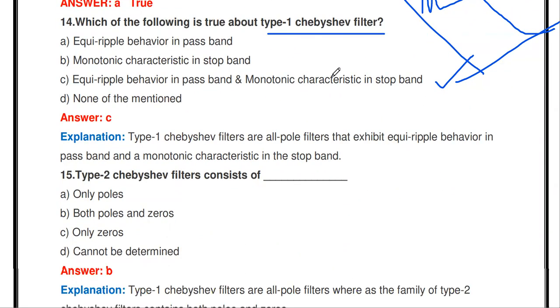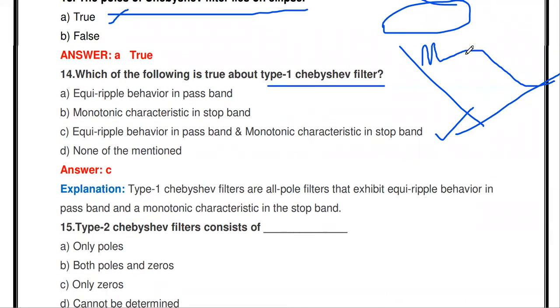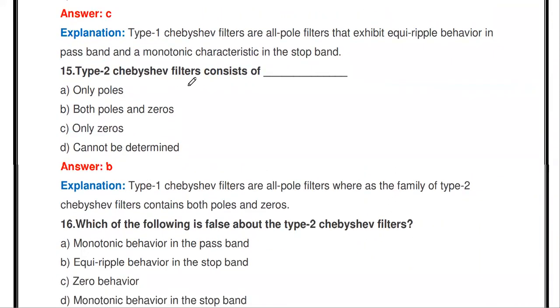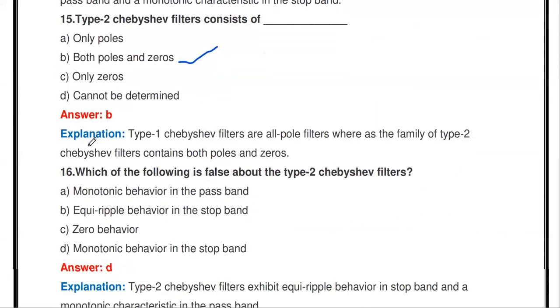In type 2, the monotonic characteristics in passband, equiripple characteristics in the stopband. So in the stopband, we will get the equiripple characteristics. It is type 2. Then the type 2 Chebyshev filter consists of only poles, both poles and zeros, only zeros cannot be determined. The type 2 Chebyshev filter contains both poles and zeros. So you remember it.